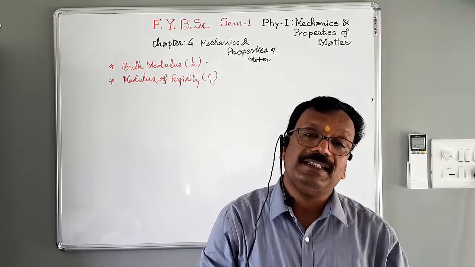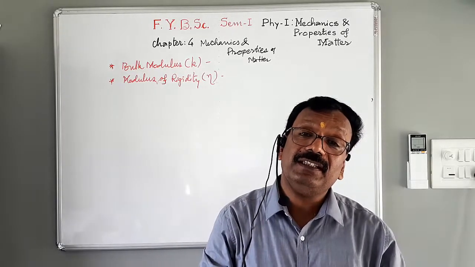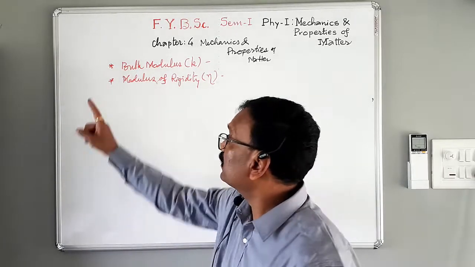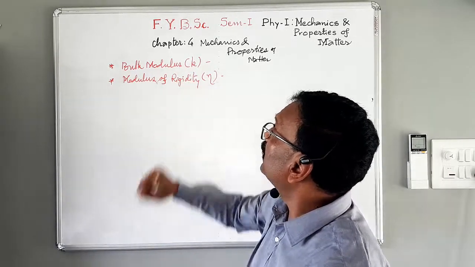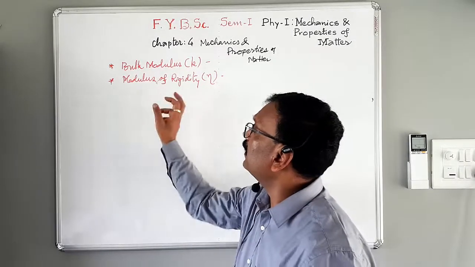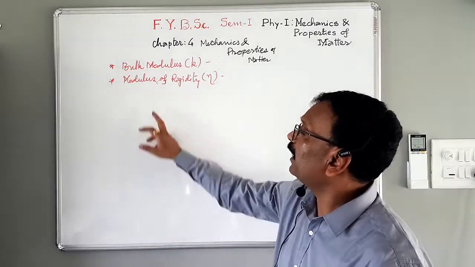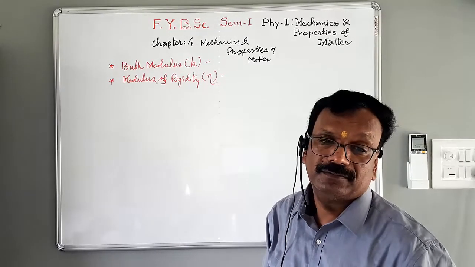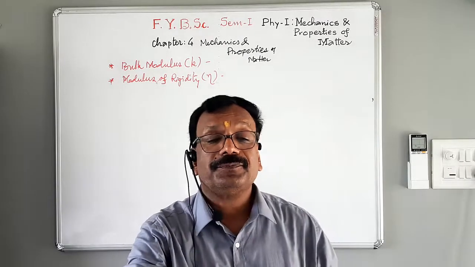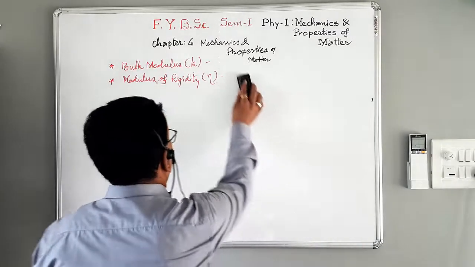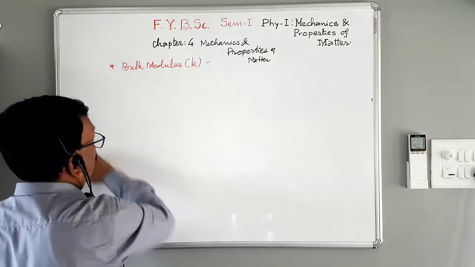Now in this lecture we are going to see the two remaining moduli. One of them is the bulk modulus, the notation for this is small k, and another is the modulus of rigidity, and the notation for this modulus of rigidity is eta. Okay. Now first of all we are going to see the bulk modulus.